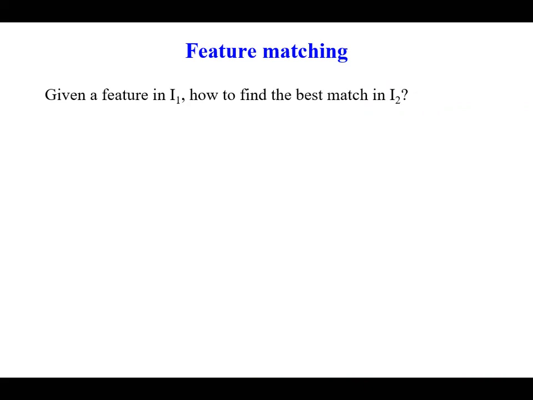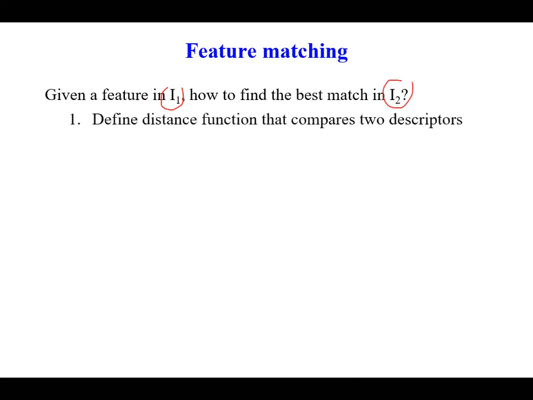Let's say I'm giving you a feature in image 1. How can we find the best match in I2? There are a couple of ideas that we can pursue. Let's say I define a distance function that compares these two descriptors, and the closer that distance is, the more I can say this is a good match for that particular point.